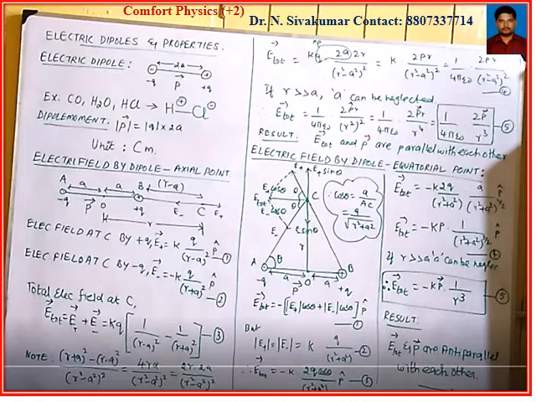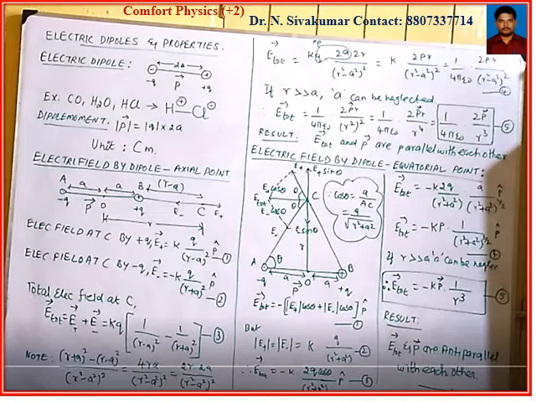The next topic, electric field by dipole, equatorial point. Here we have again the dipole setup. Negative and positive charges are separated by a distance 2a. Here we are going to consider a point C at the bisector of dipole, that is equatorial point. At point C, due to the positive charge, the electric field is E plus, and due to negative charge, it is E minus. E minus is acting towards the negative charge, and E plus is away from the positive charge.